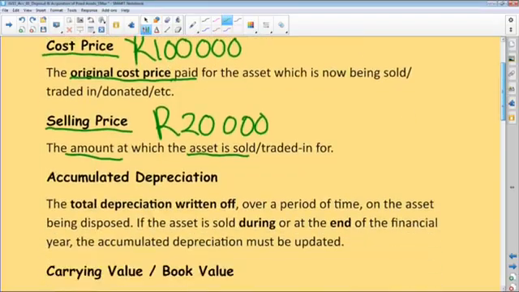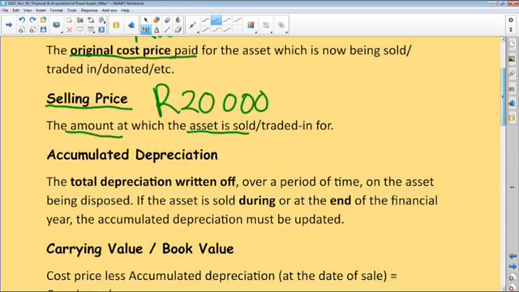Right, the next key concept. You've come across this before in grade 10, but let's recap on accumulated depreciation. It is the total depreciation that has been written off over a period of time on the asset which is being disposed. If the asset is sold during or at the end of the financial year, the accumulated depreciation must be updated. We're going to talk more about that when we do an example. But for now, what is accumulated depreciation?